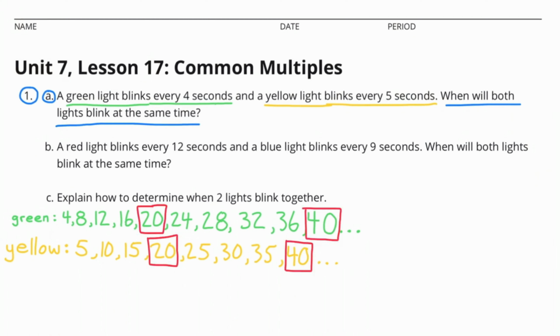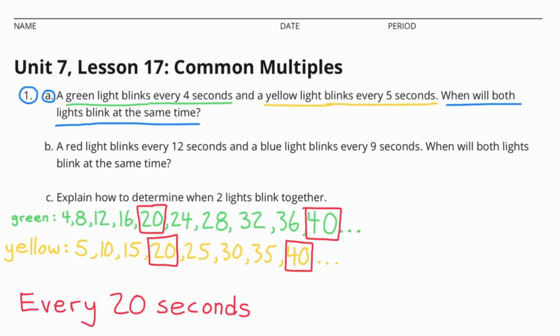Look at the bottom and you'll see that I've listed the multiples of 4 all the way up through 40, and the multiples of 5 all the way up through 40. And starting from smallest to greatest, you'll notice that 20 is the first common multiple, making 20 the least common multiple. So every 20 seconds, both lights will blink at the same time.